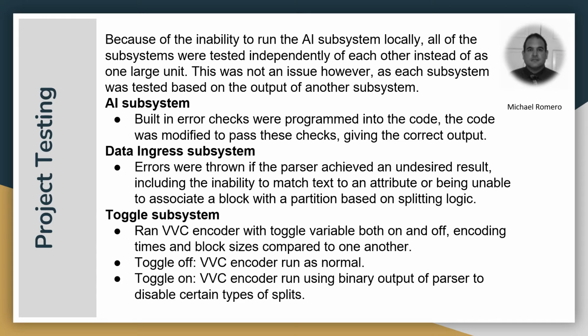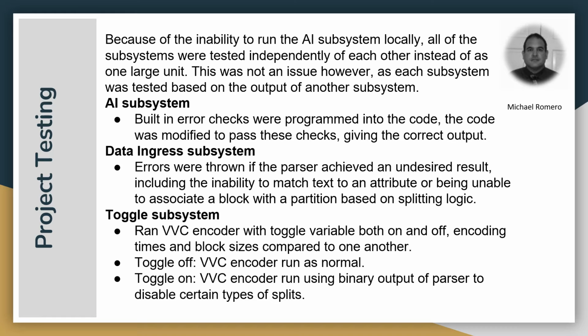Because of the inability to run the AI subsystem locally, all of the subsystems were tested independently of each other instead of as one large unit. This was not an issue, however, as each subsystem was tested based on the output of another subsystem. The AI subsystem had built-in error checks in the code, and the code was modified to pass these checks, giving the correct output. The data ingress subsystem had errors that were thrown if the parser achieved an undesired result, including the inability to match the text to an attribute or being unable to associate a block with a partition based on splitting logic. The code was modified as needed so the errors were not thrown in the process of parsing a log.